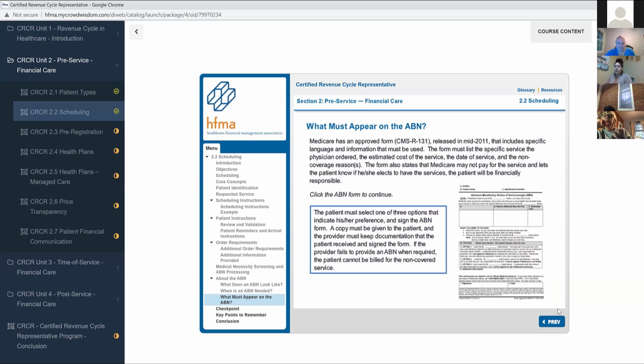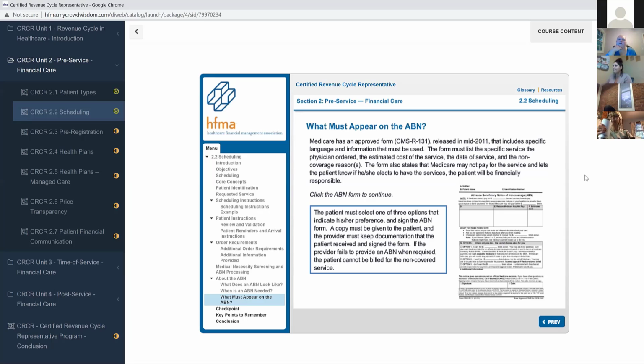And if you click the, oh, Christy clicked it already, the ABN form, the patient must select one of the three options that indicate his or her preference and sign the ABN. A copy will have to be given to the patient, and the provider will keep the documentation that the patient received and signed the form. If the provider fails to do so when required, the patient cannot be billed for the non-covered service. Back to Christy and Barbara's point, if there is no ABN on file, the patient cannot be billed for those medically unnecessary services.